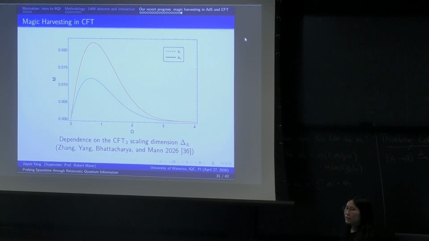And also, you can find that for larger scaling dimension, you will have larger magic, but for smaller scaling dimension, you will have smaller magic. This means that magic harvesting can be used to distinguish different scaling dimensions. And in the bulk view, it can be used to distinguish different boundary conditions, because the scaling dimension is just related to different bulk quantizations, either the standard quantization or the alternative quantization. So this is the main result for the magic harvesting in CFT.